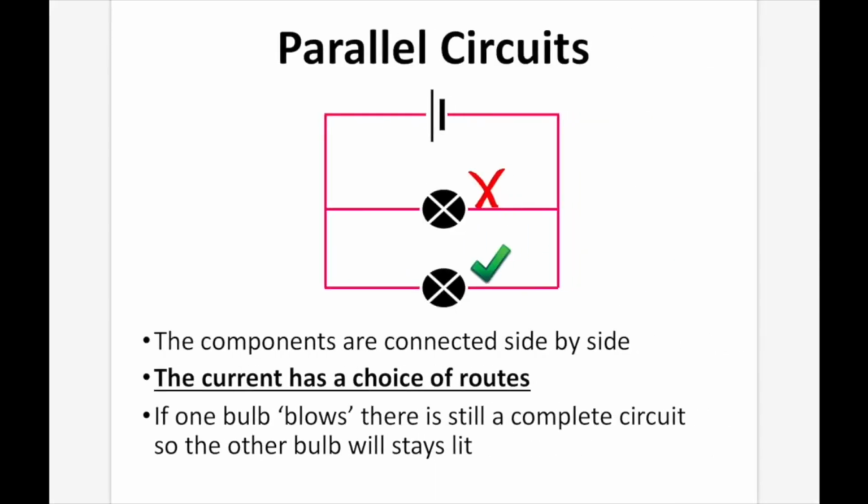In parallel circuits, the components are connected side to side. So you can see they're connected in parallel to each other. There's one path here the electrons can take, and there's another path here that the electrons can take. So in this case, the electrons have a choice of routes, and if one bulb blows or one branch is taken offline, the electrons can still travel this way, and this bulb can still work on the bottom.